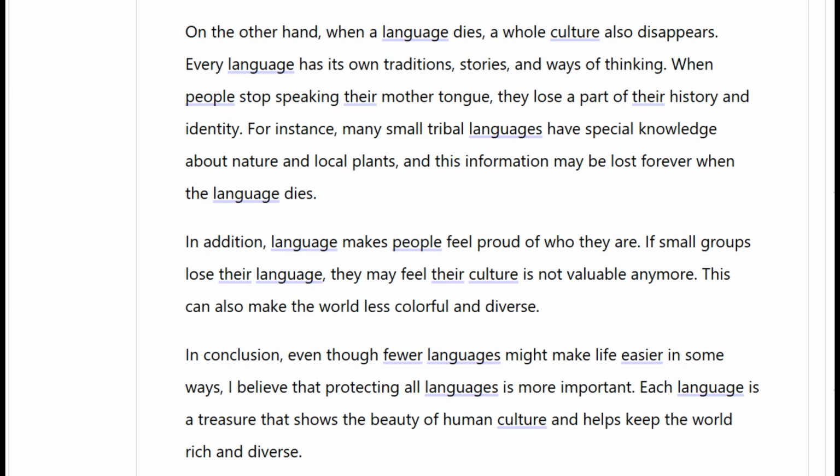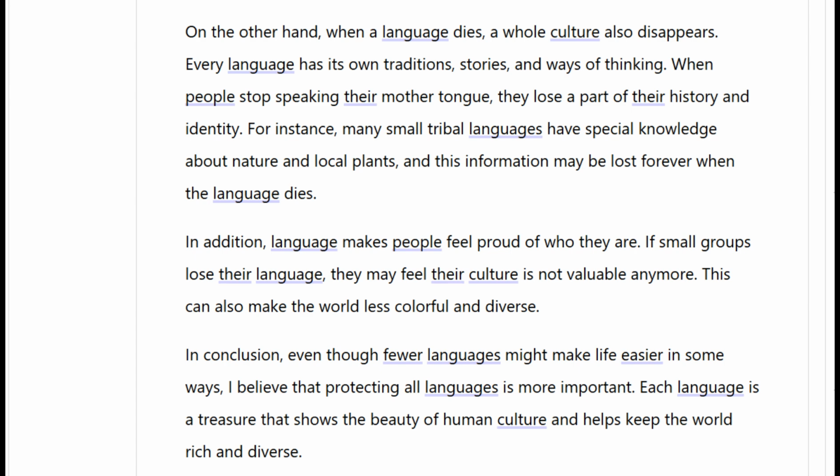This means language is not only words. It also protects human knowledge and culture. The essay also says, language makes people feel proud of who they are. This means language gives people identity and confidence. If people lose their mother tongue, they may lose connection with their roots, traditions become weaker, and cultural diversity decreases. This is a very meaningful point for IELTS essays.